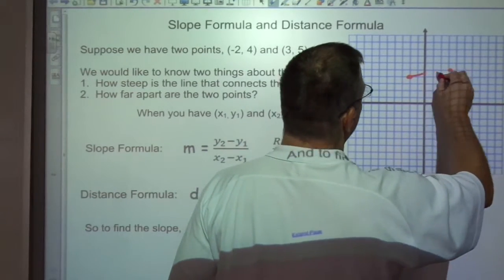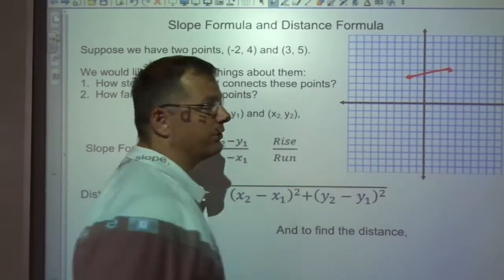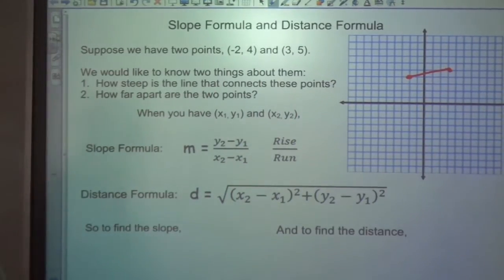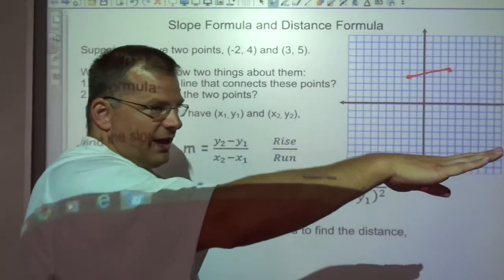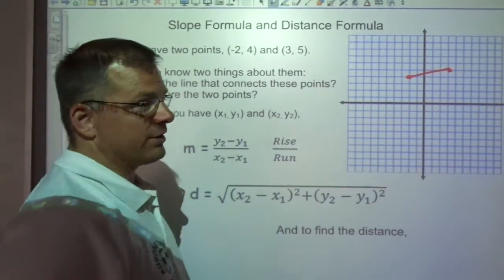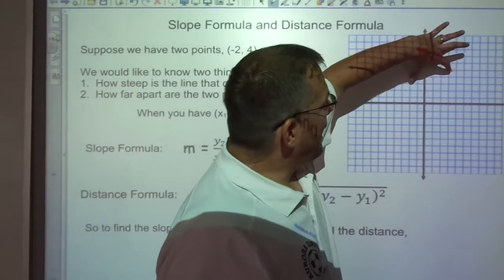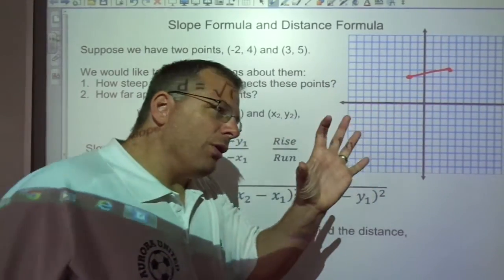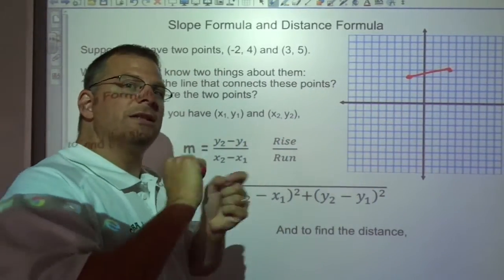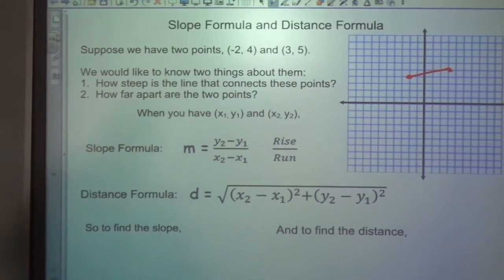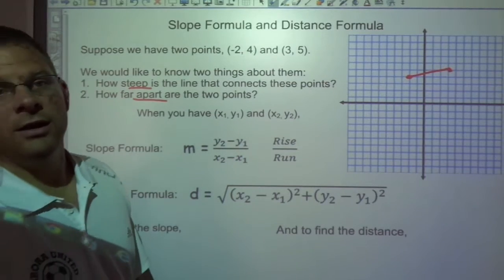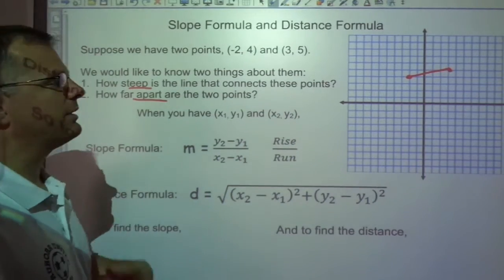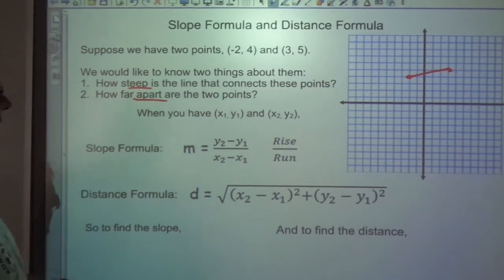We would like to know 2 things about this little segment. The first is, how steep is it? Is it really steep and a high number, or is it kind of flat and kind of a low number for steepness? We'd also like to know, how far is that segment? How long is that? What's the distance between those 2 points? So how steep is it, and how far apart are the 2 points? Fortunately, we have formulas that will calculate for us those 2 things.